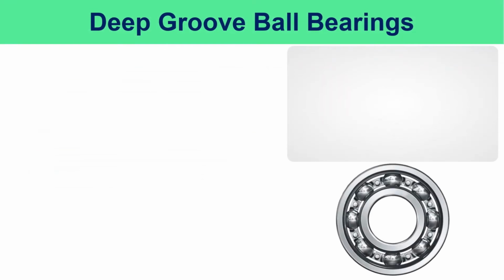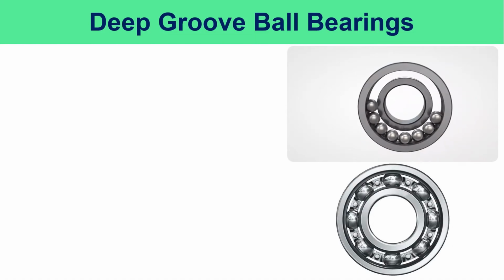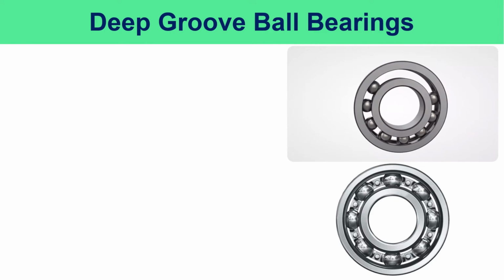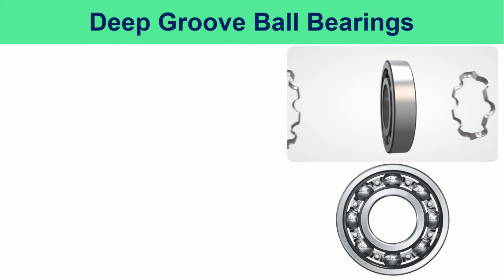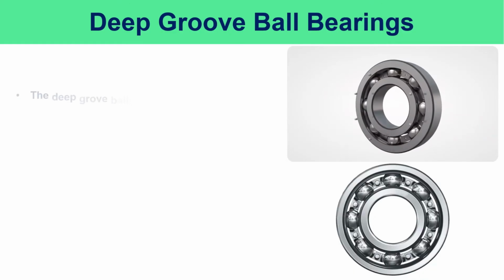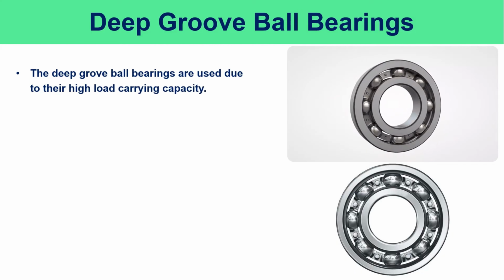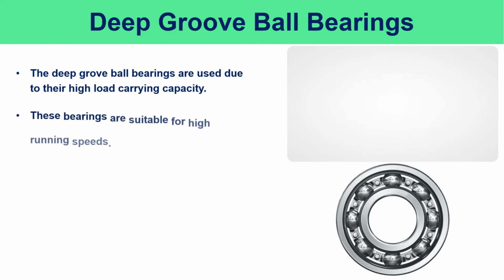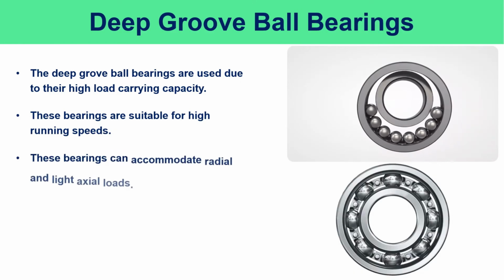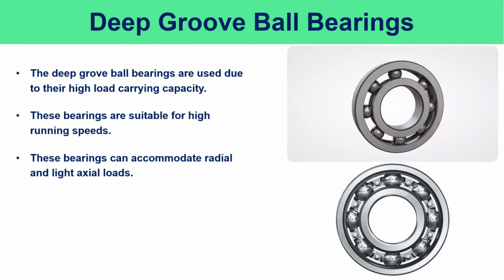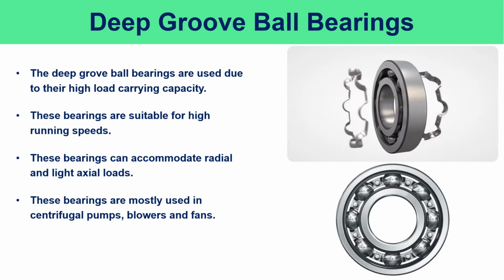Deep groove ball bearings. During the bearing assembly, the races are offset and the maximum number of balls are placed between the races. Races are then centered, and balls are symmetrically located by a retainer or cage. The deep groove ball bearings are used due to their high load carrying capacity. These bearings are suitable for high running speeds. These bearings can accommodate radial and light axial loads. These bearings are mostly used in centrifugal pumps, blowers and fans.